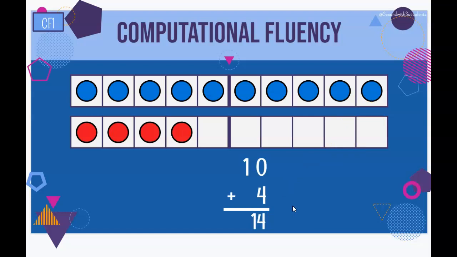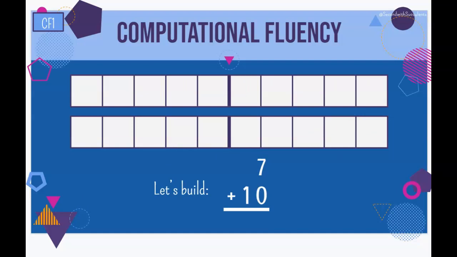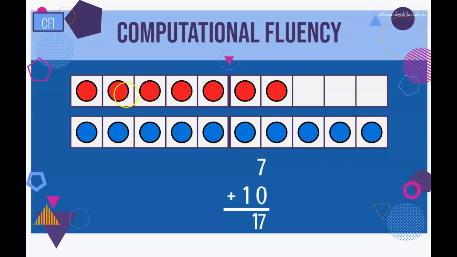Show a connection if that's what you were thinking too. Our 10 strip just shows us how many dots we have altogether. It shows our thinking. Let's have a look at another one. Let's build this one. We're going to build 7 plus 10. When we have all of our blue and red dots together in our 10 strip, we see 7 red dots to show our first addend, and 10 blue dots to show our second addend, to show that 7 plus 10 equals 17.